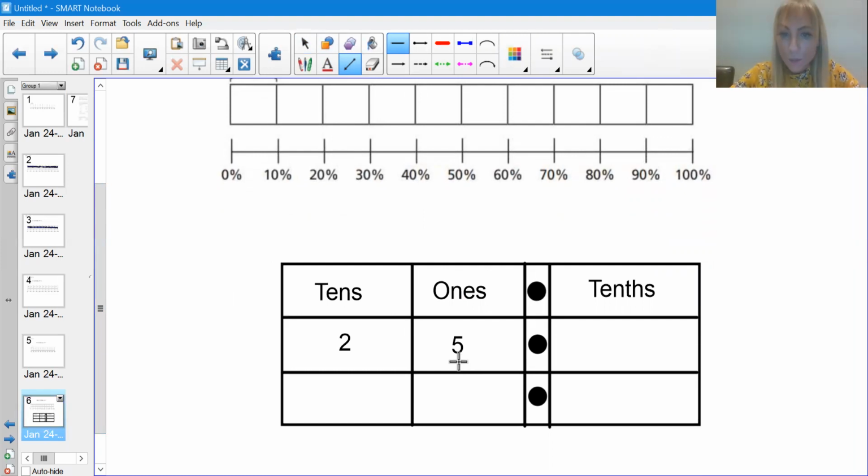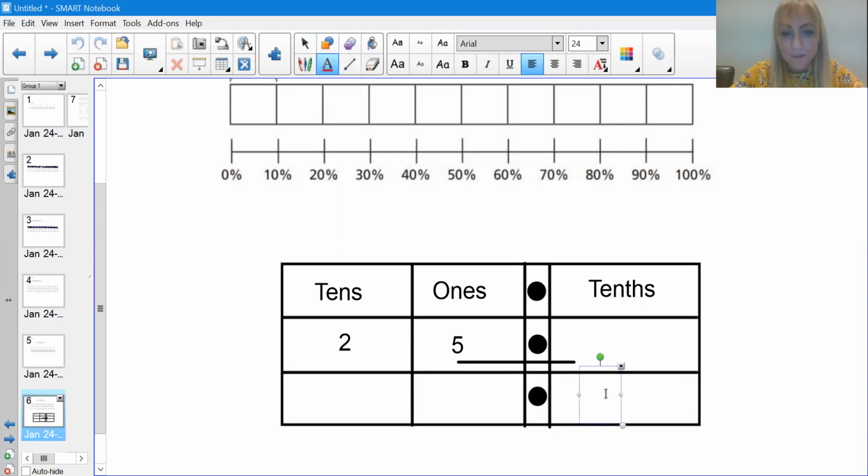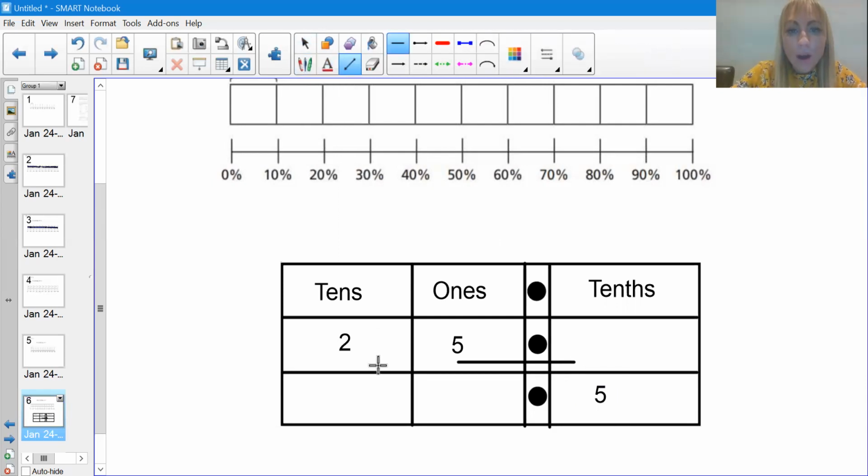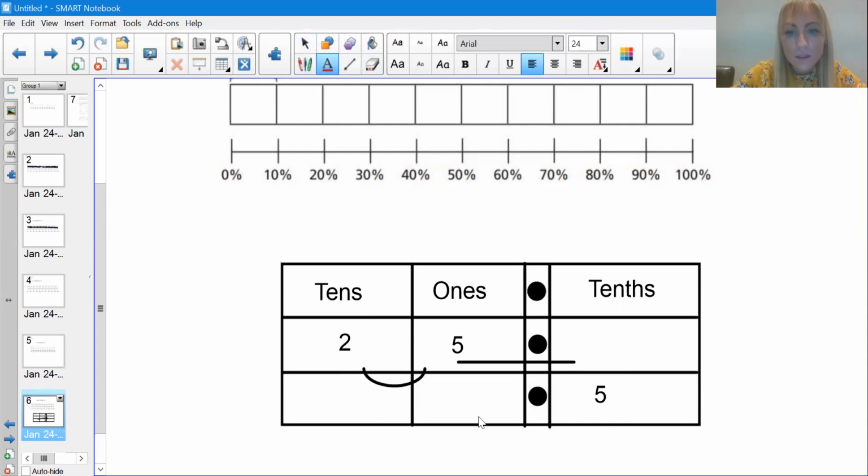Okay, so if you think right back, here's my place value chart, and each of these digits needs to get 10 times smaller. So my 5 will go into my tenths. I will move it one place because I'm dividing by 10. And then my 2 will go into my ones because it gets 10 times smaller. So now my answer here is 2.5. 25 divided by 10 is 2.5.